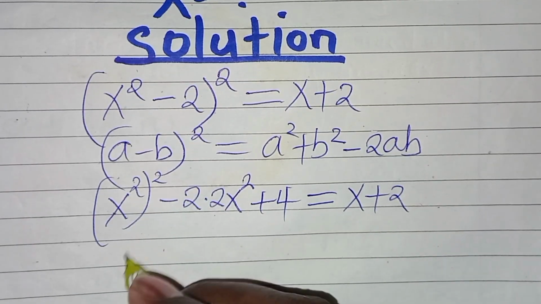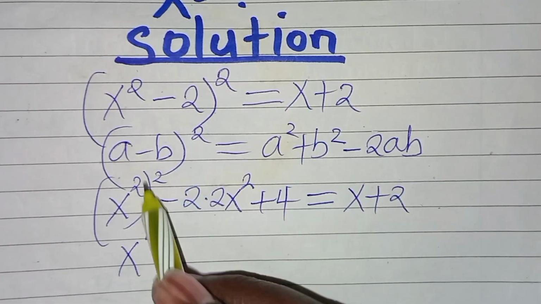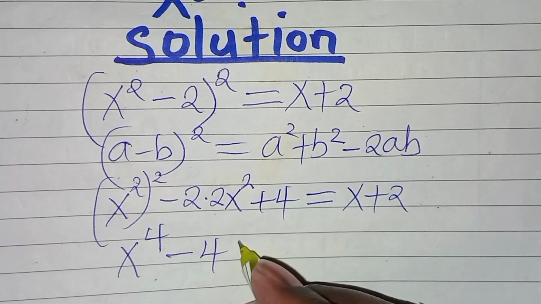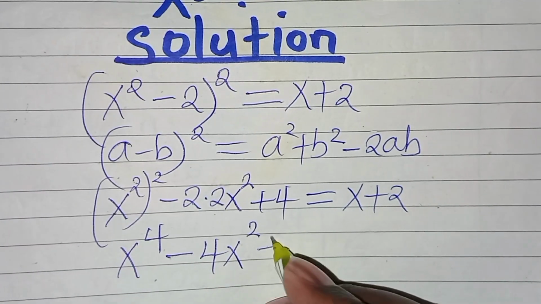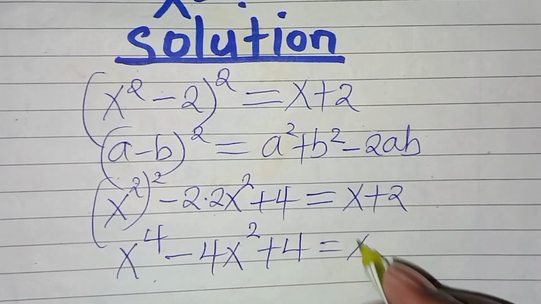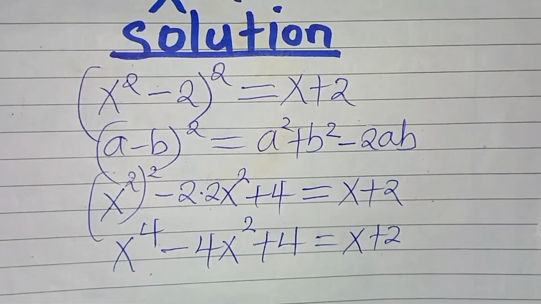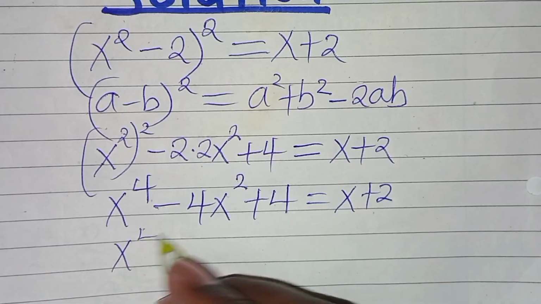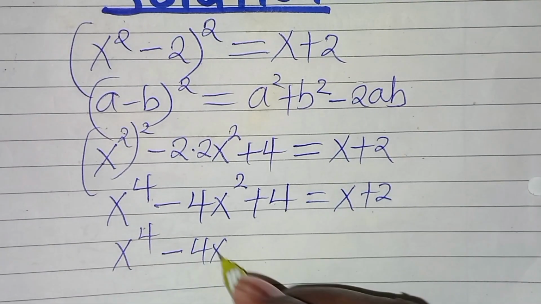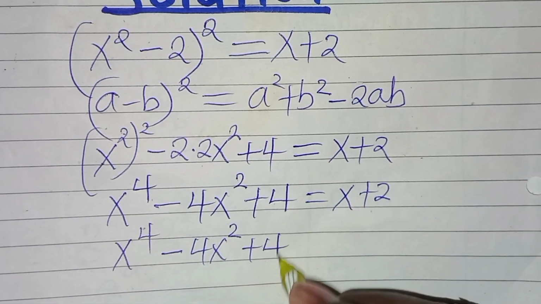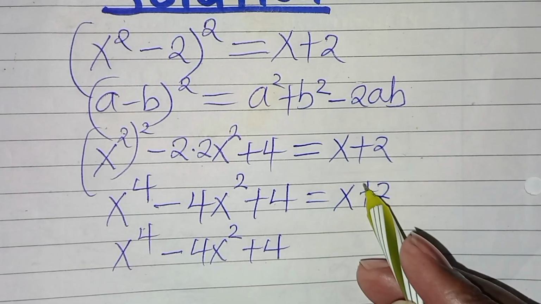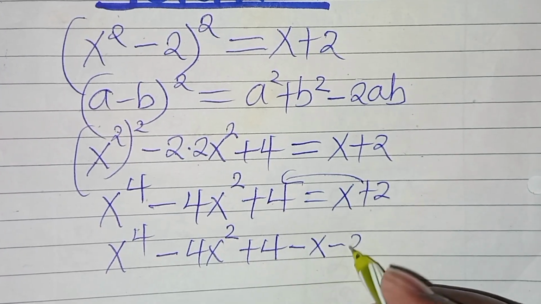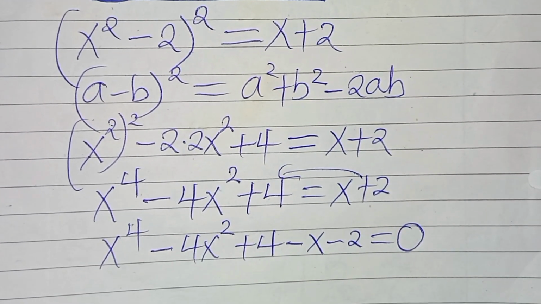So the next step here, we'll have x to power 4, subtract 2 times 2, which is 4x squared, plus 4, equal to x plus 2. Now the next step, we'll have x to power 4 subtract 4x squared plus 4. Then we take x plus 2 to the left-hand side, so we'll have subtract x minus 2, equal to 0.